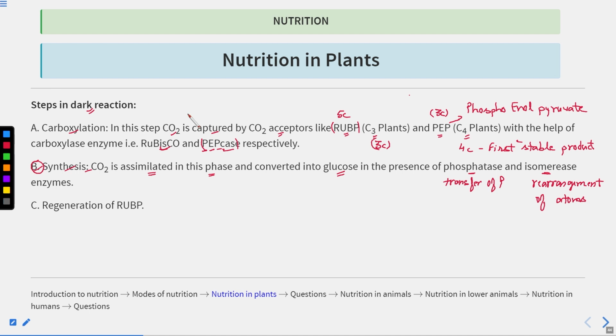Okay, this is clear. Then the last step is regeneration of RuBP, which is the primary receptor in C3 plants. Here we are talking about the C3 cycle, so these are the steps for the C3 cycle. The last step is the regeneration of RuBP, which is very important for the continuation of the cycle. Now, what is the full form of RuBP? It is ribulose 1,5-bisphosphate.